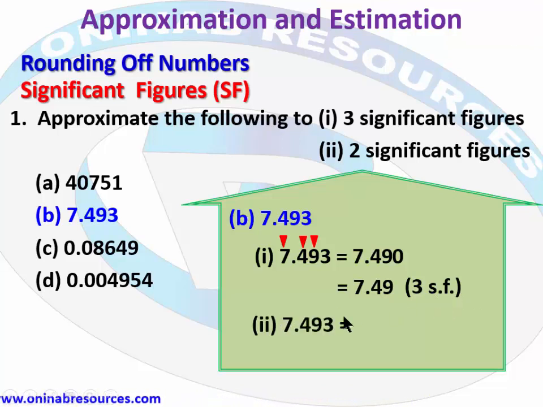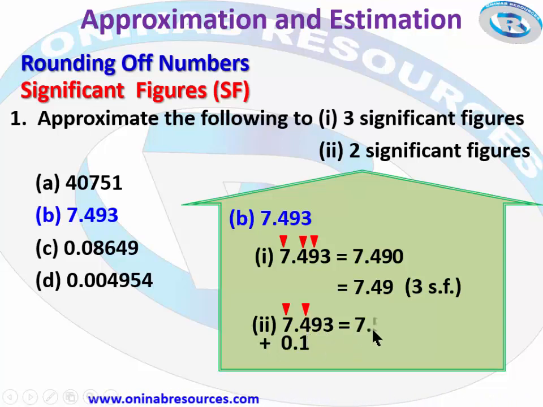Then the second part, which is 2 significant figures, we're interested in 7 and 4. We check the next digit, which is 9. So it has to be rounded up, which means we are going to add 1 to this 4 to make it 5, so that we have 7.500, the remaining 2 digits.